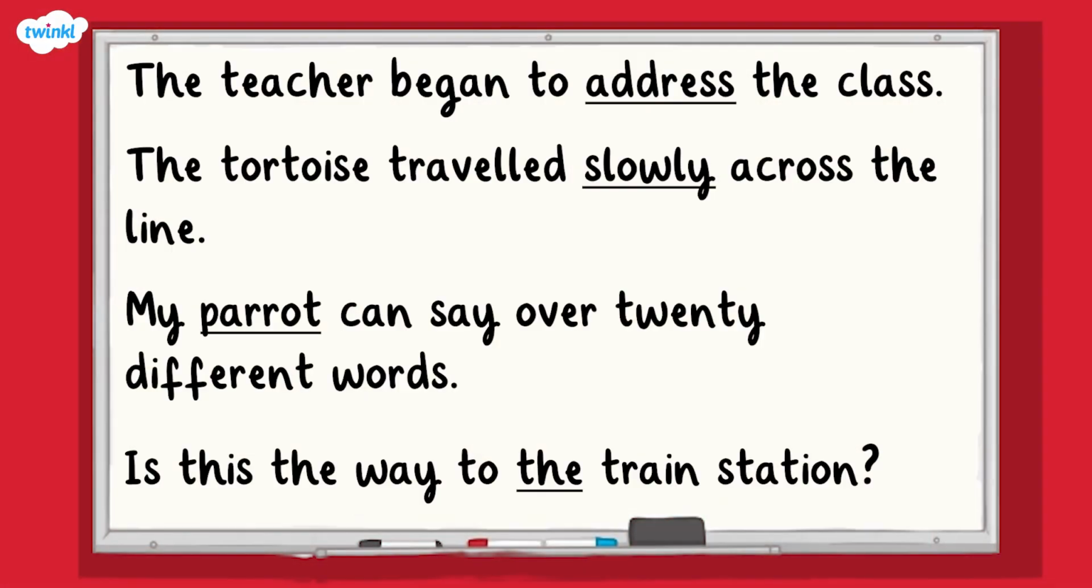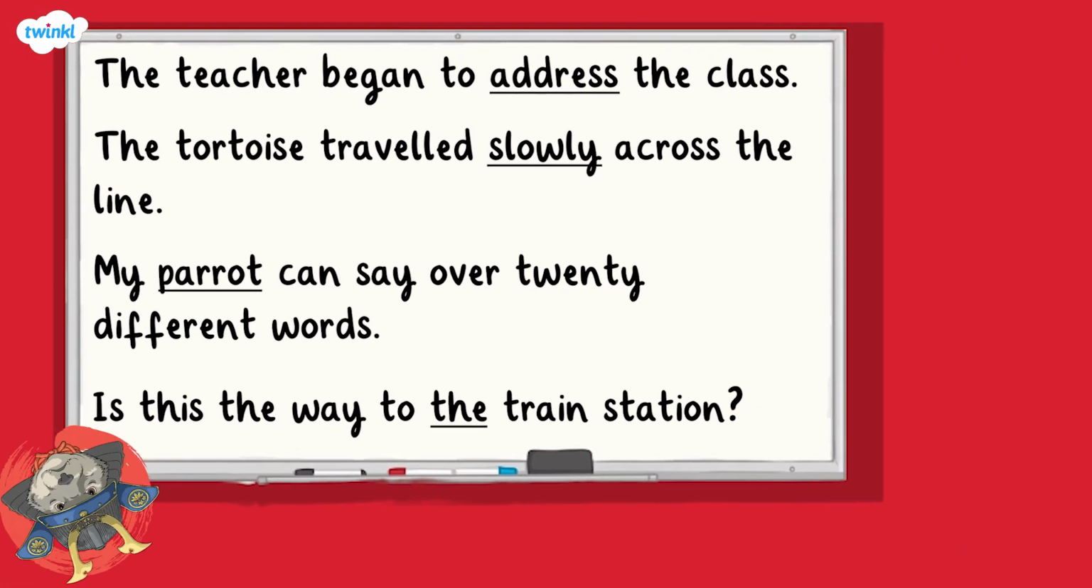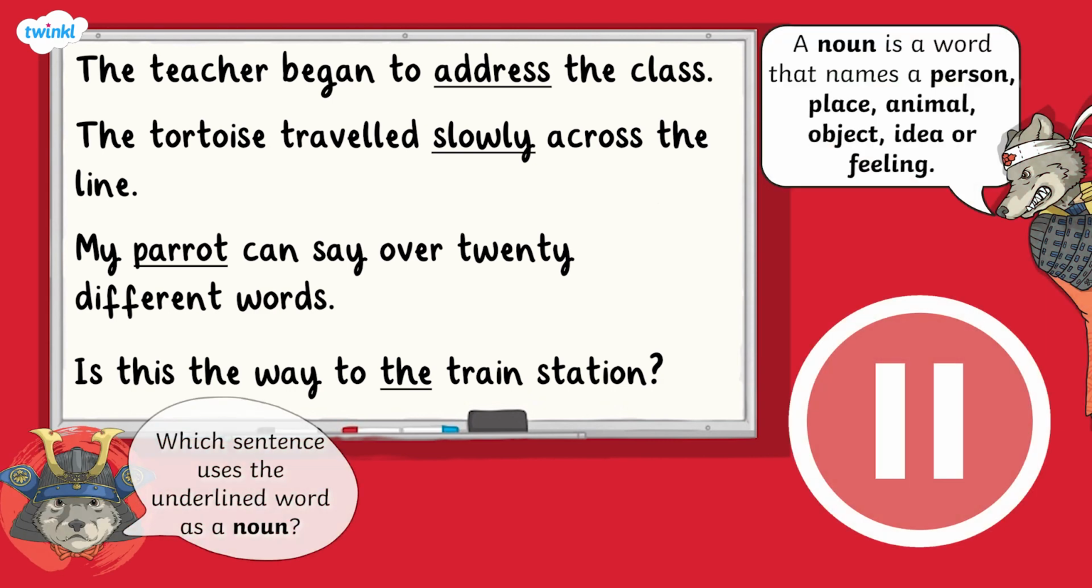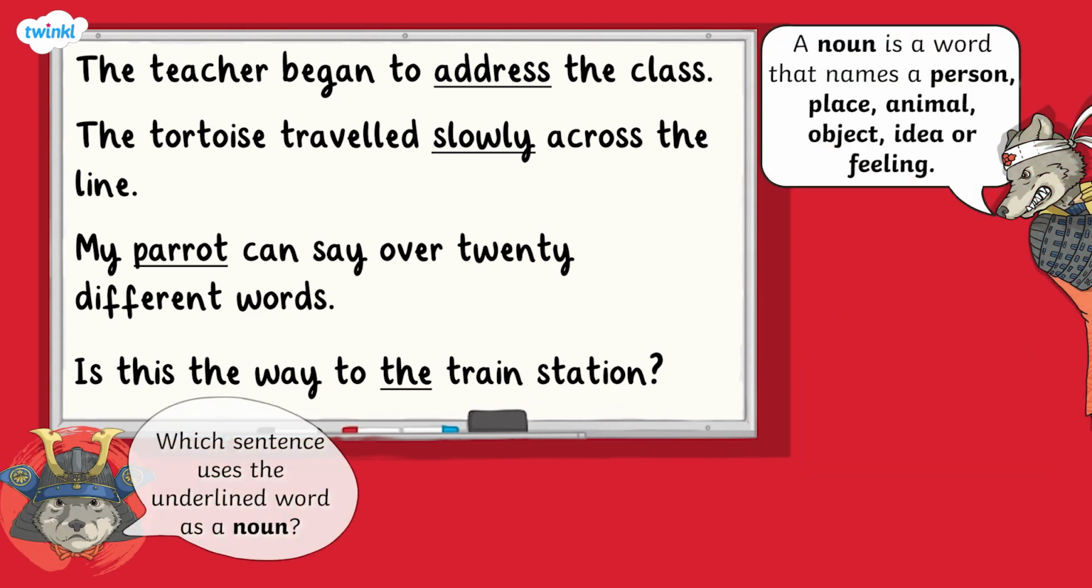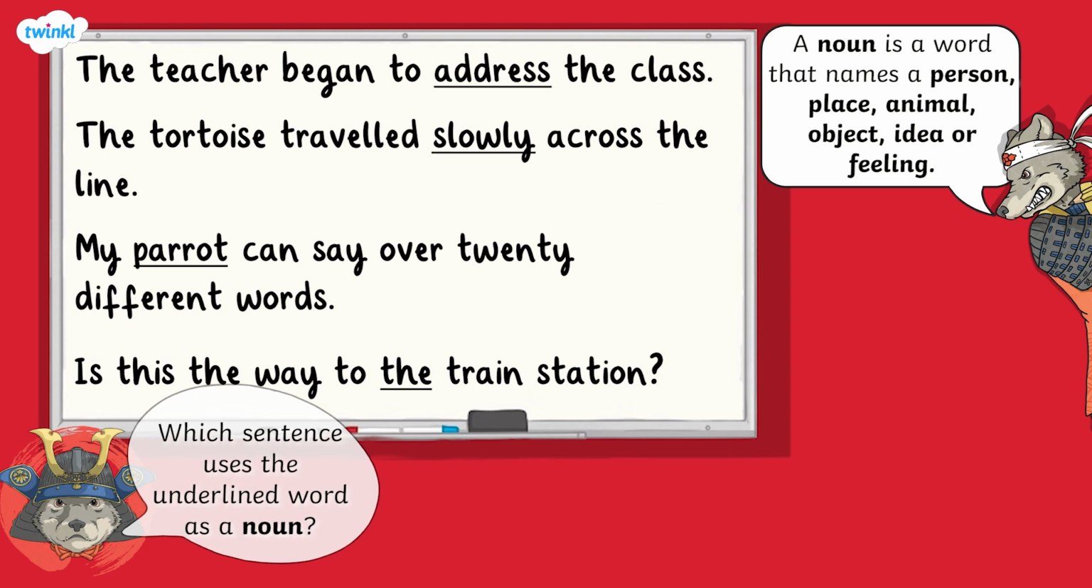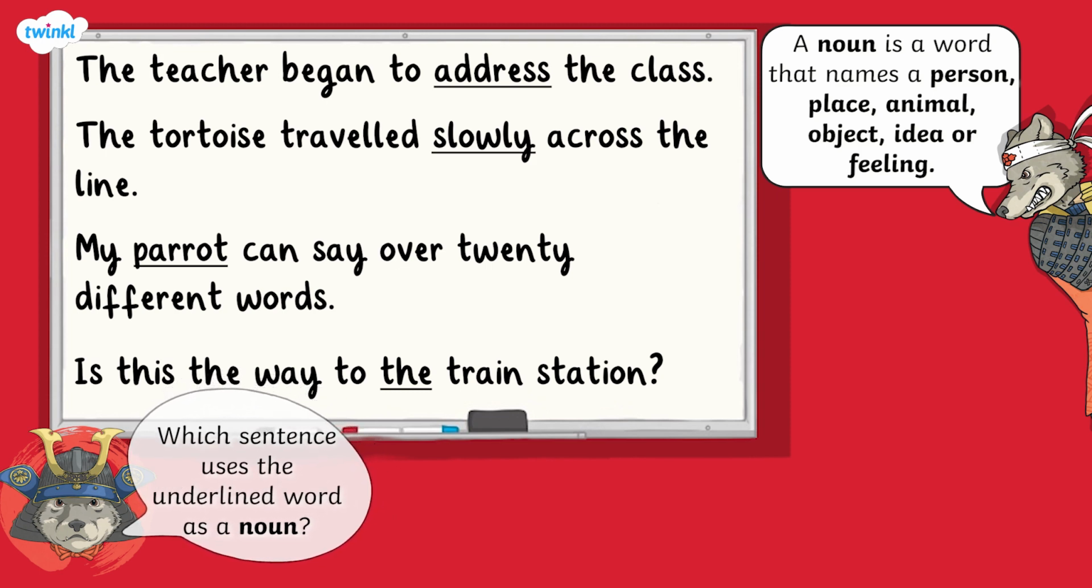And finally, in this question, you are going to see 4 sentences. Each of these sentences has one word underlined, and you need to find the sentence which has a noun underlined in it. Pause your video now and hit play when you have an answer. Do you have an answer? Excellent. Which sentence do you think uses the underlined word as a noun?